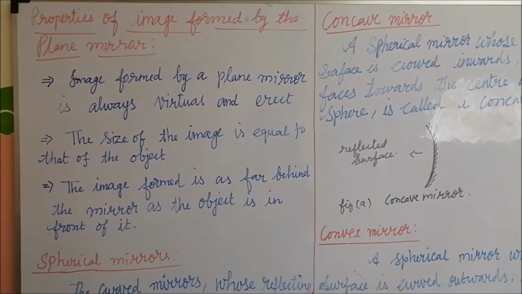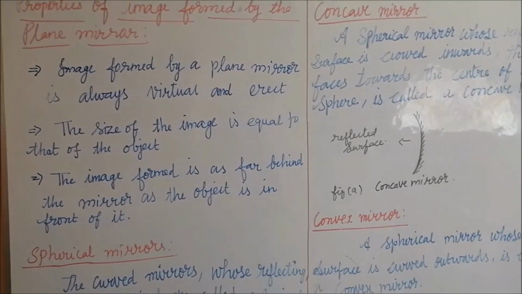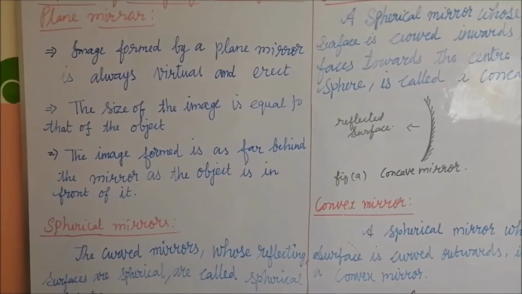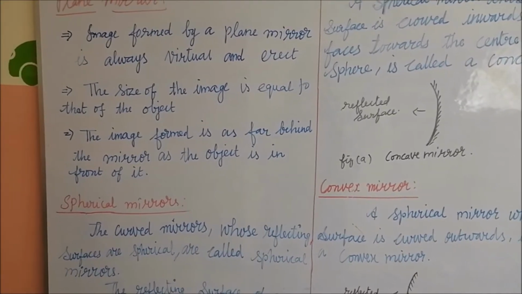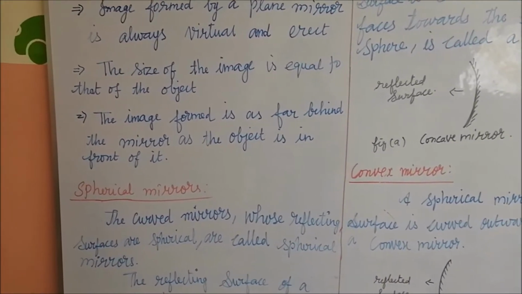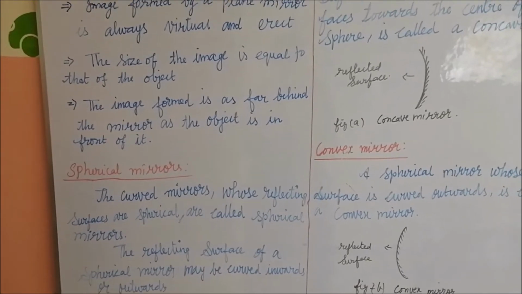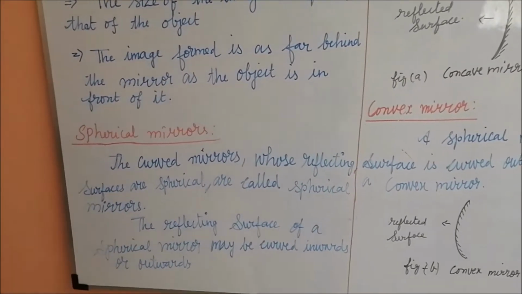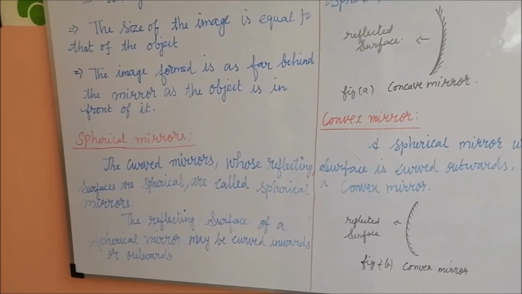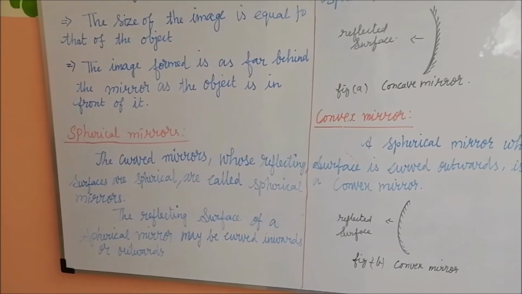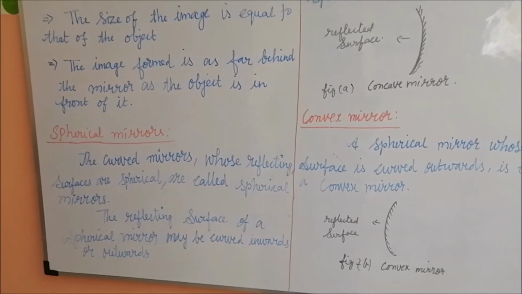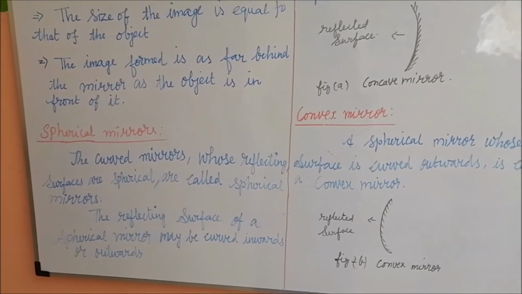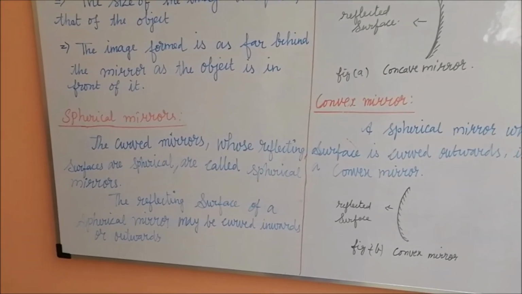Properties of image formed by the plane mirror. The image formed by a plane mirror is always virtual and erect. The size of the image is equal to that of the object. The image formed is as far behind the mirror as the object is in front of it. So based on how far the object is in front of the mirror, the image appears at the same distance behind the mirror.